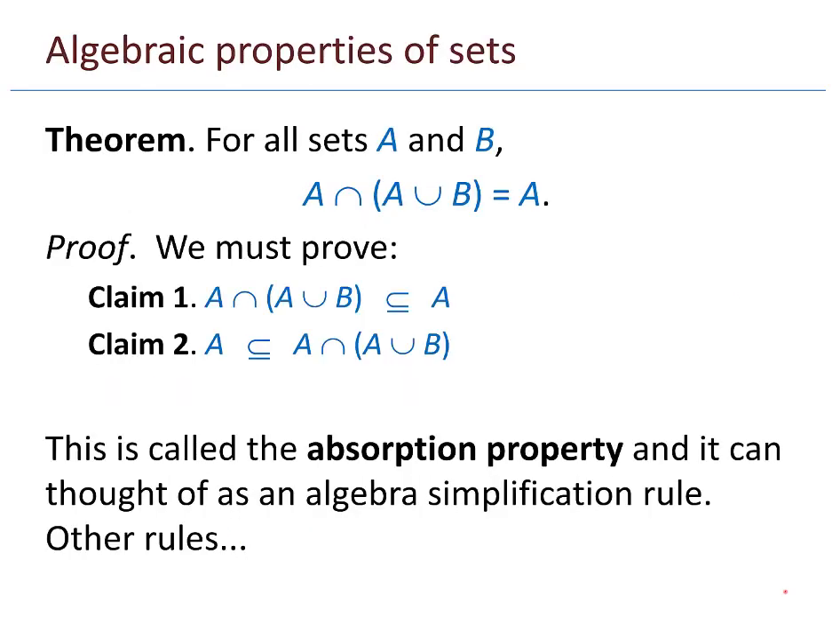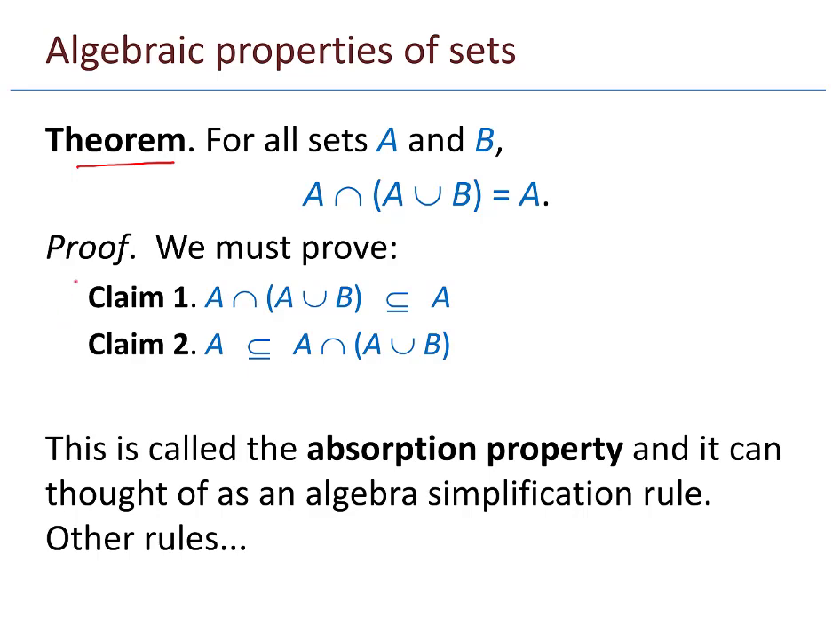Algebraic properties of sets. Sometimes it's nice to have identities that help us simplify expressions. And the same is true with numbers and algebra, as it is also true with sets. For example, theorem: for all sets A and B, A intersect (A union B) equals A. This is sort of a simplifying rule. If I ever come across the situation where I have this kind of expression, I can simplify it into just A. So to prove this kind of property, it's an equality, so I need to prove containment in both directions.